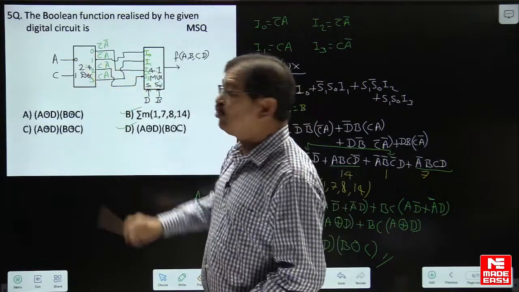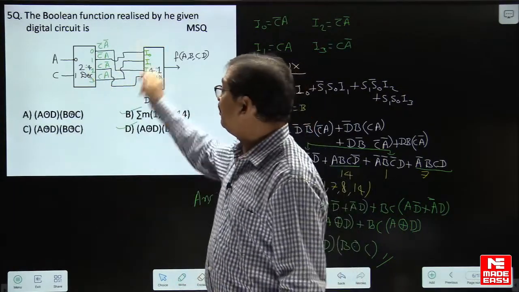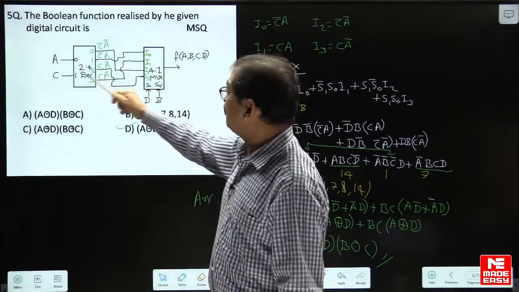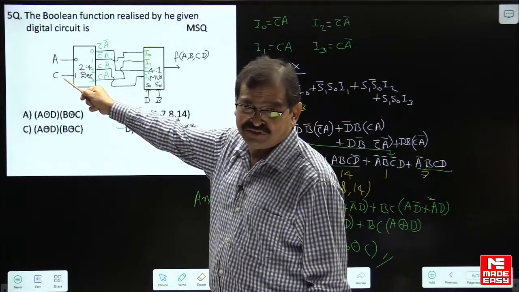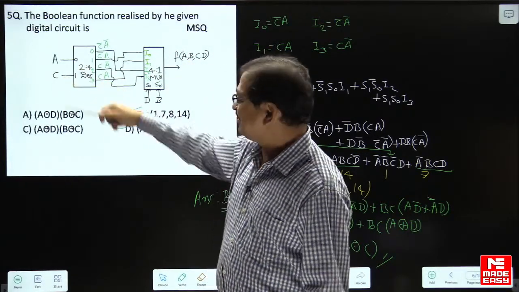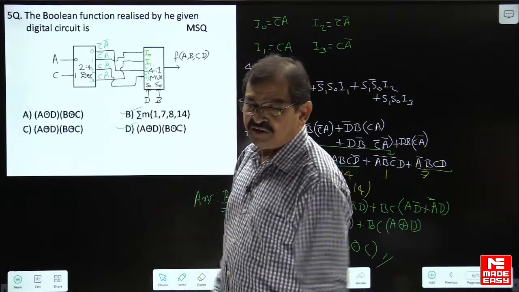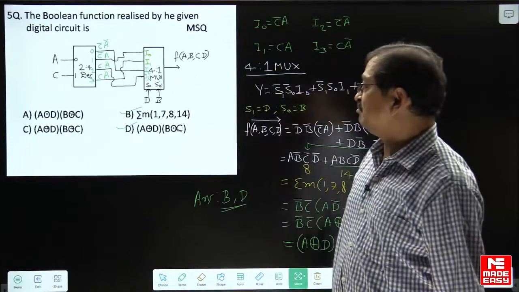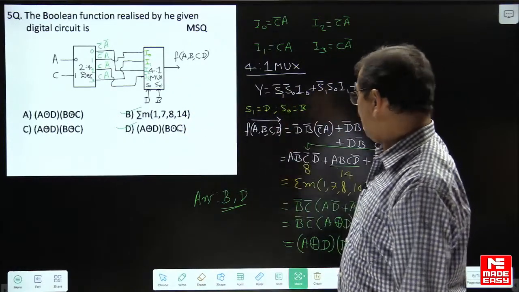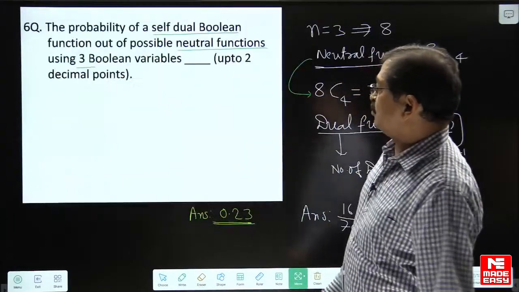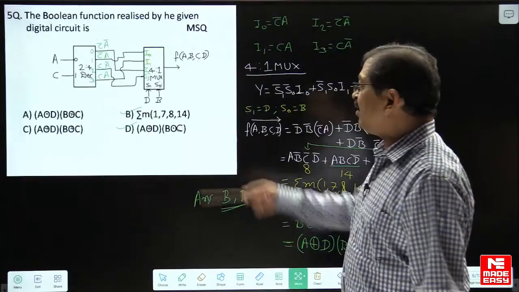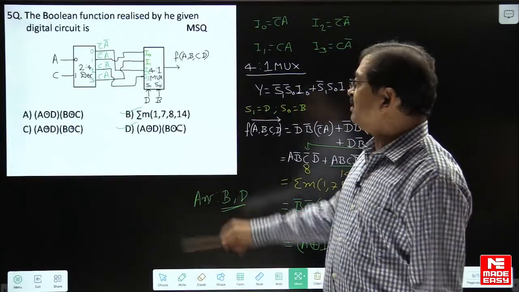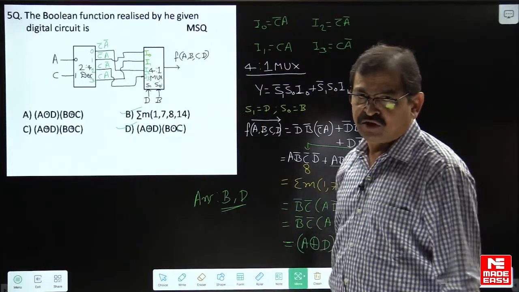And similarly on the decoder, I have a similar type of thing. A is the MSB in the function, but A is not connected to the MSB input, right? So only if you have detailed knowledge of the decoder and the multiplexer are you able to work out this question. It's an MSQ question. So once you work on this question, by default you revise multiplexer knowledge and decoder knowledge.